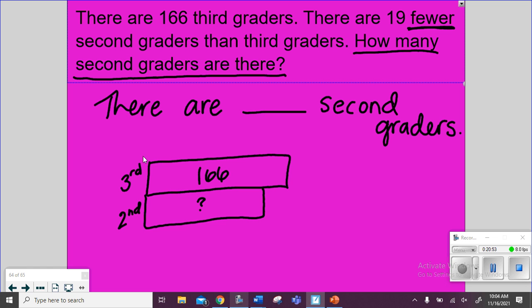Harper, do you think this space right here is 19? How did you know that, Harper? That was awesome. Because it says there are 19 fewer second graders than third graders. So I know that the second graders, plus if they had those imaginary 19 more kids, they would have the exact same amount as third graders. So we need to minus.